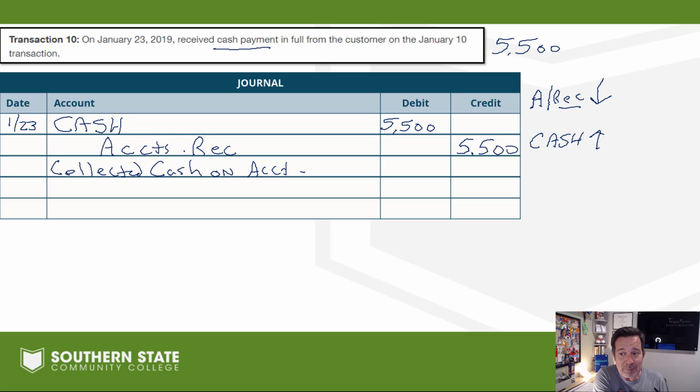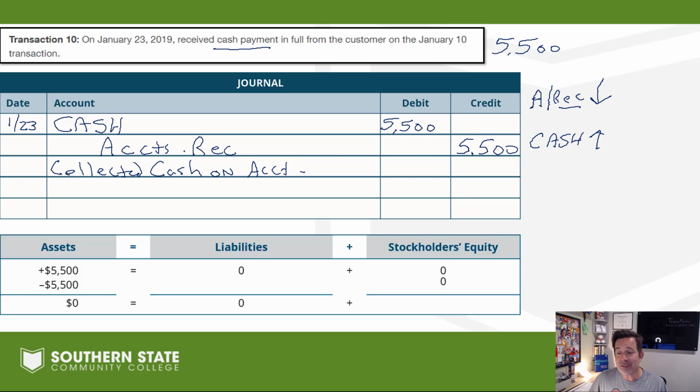Already counted at the time of sale when we did the work. So all we're doing here is taking away the amount the customer owes and collecting the cash. Interestingly enough, the impact on the accounting equation, you'll notice only one side is being impacted, right? One account goes up on the asset side, the other one goes down, accounts receivable. Nothing happens in liabilities or equity.